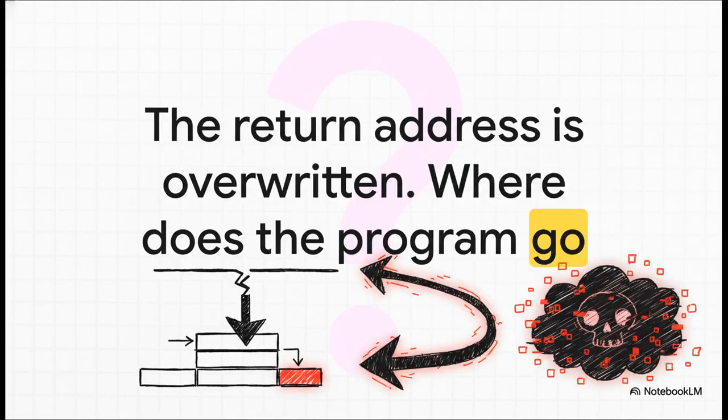And this is the terrifying part. The attacker has replaced the program's legitimate next step with an address that they choose, an address that points to their own malicious code. Just like that, they've hijacked the program. They've taken control, simply by understanding and breaking the low-level rules of how memory works.